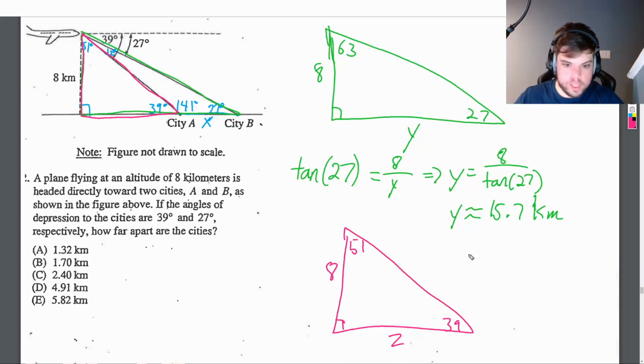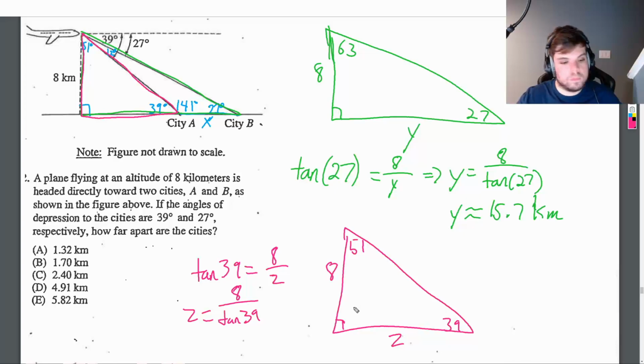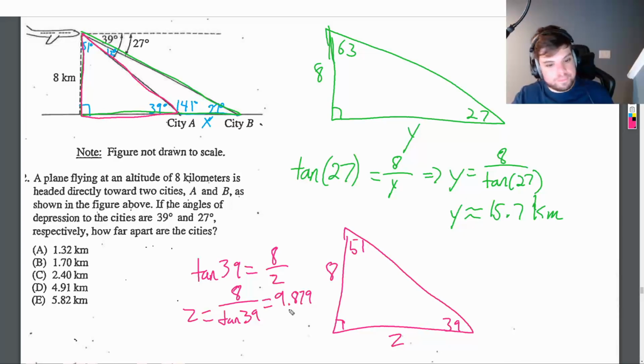And quite similar to before, tan 39 equals 8 over z, which means that z equals 8 over tan 39. We'll just do that. 8 over tangent of 39. 9.879 approximately. You're going to keep these numbers in your calculator so you can use the full numbers. But about 9.879. Forgive my significant figures. Kilometers.